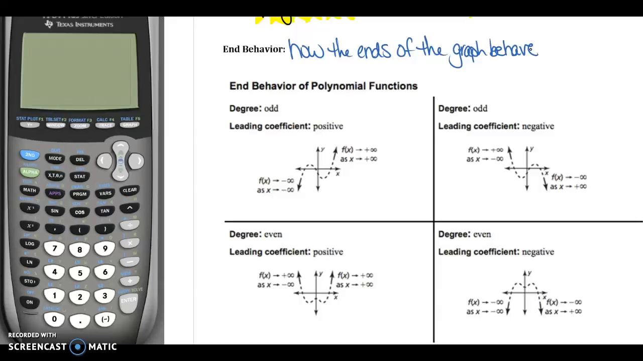On the left side of this chart are examples where the leading coefficient is positive. And what I want you to notice is when the leading coefficient is positive, the right side of the graph points upward. The leading coefficient controls the right side of the graph, the right end of the graph. And then notice on the right side of this chart, when the leading coefficient is negative, the right side of the graph goes downward.